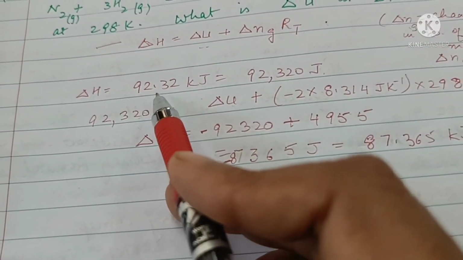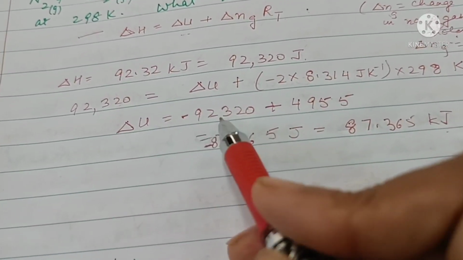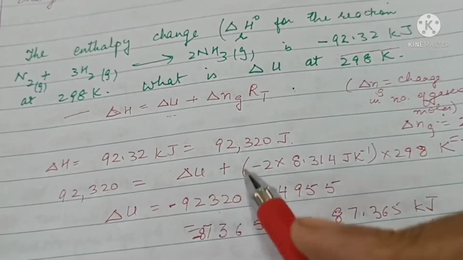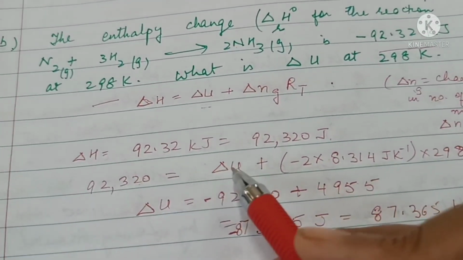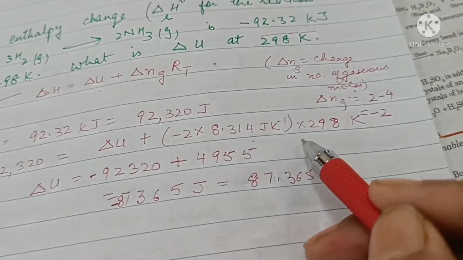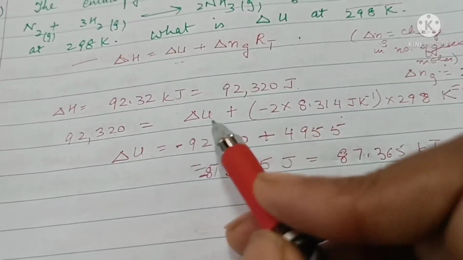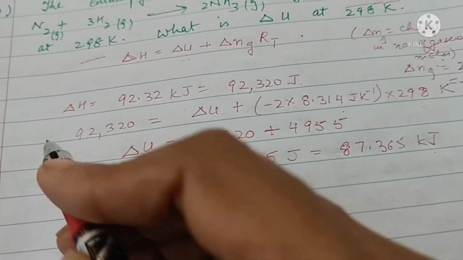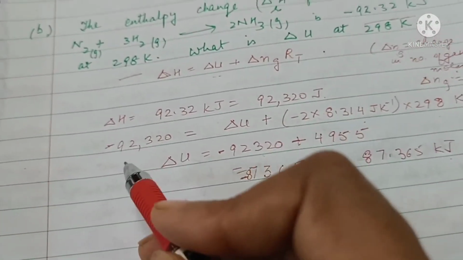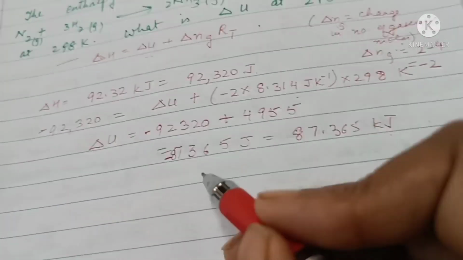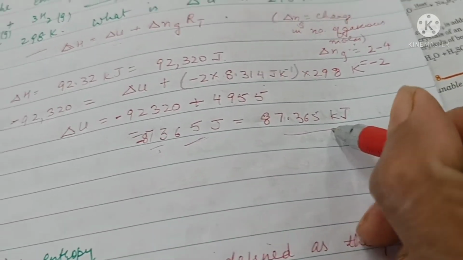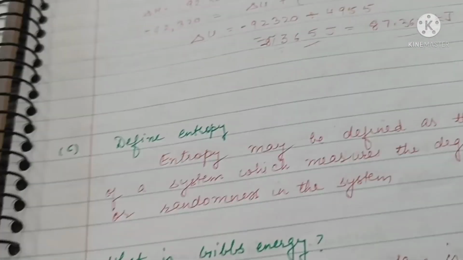So delta H is minus 92.32 kilojoules. So in joules it is minus 92,320. And this is equal to delta U, which we have to find out, plus minus 2 into R into T. On solving and taking it to this side, we get minus 92,320. This minus on coming to this side becomes plus. On solving, we get minus 87,365 joules or minus 87.365 kilojoules. This is the answer.